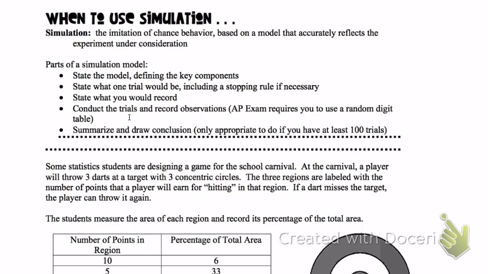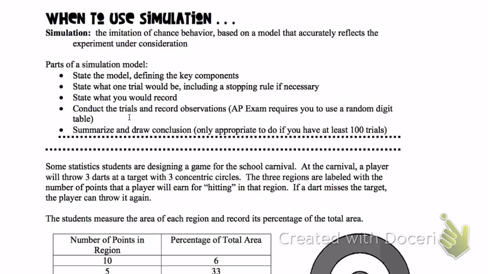So the word simulation is the imitation of chance behavior based on a model that accurately reflects the experiment under consideration. So essentially a simulation is just carrying out the experiment using random numbers, because that is how we can test an experiment without actually carrying it out ourselves.